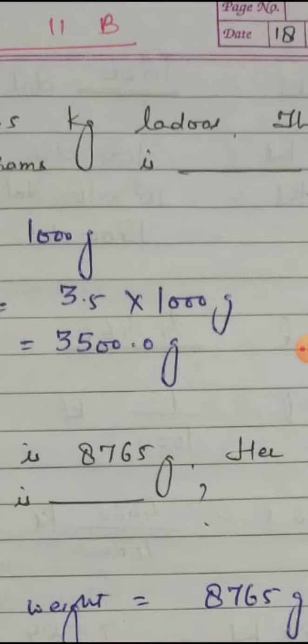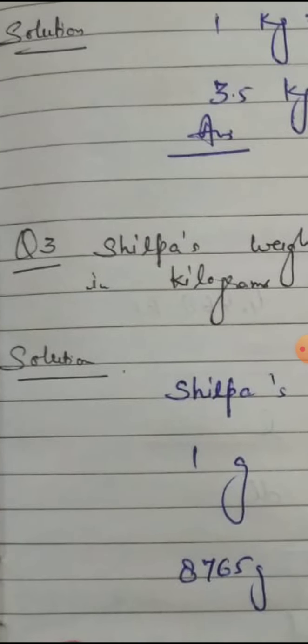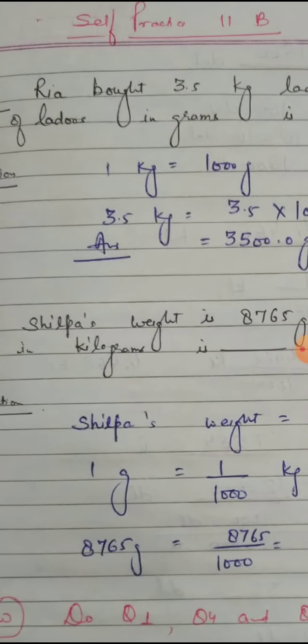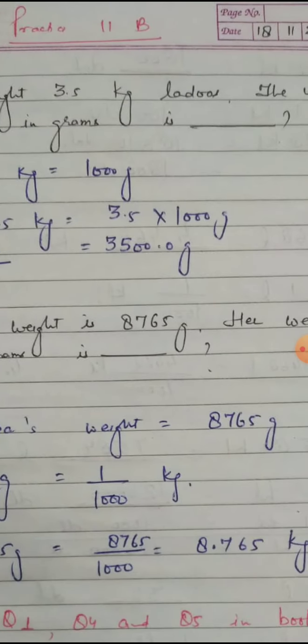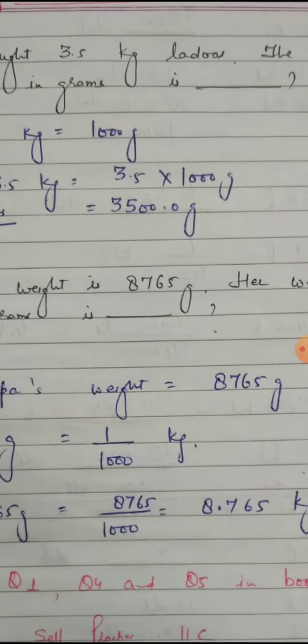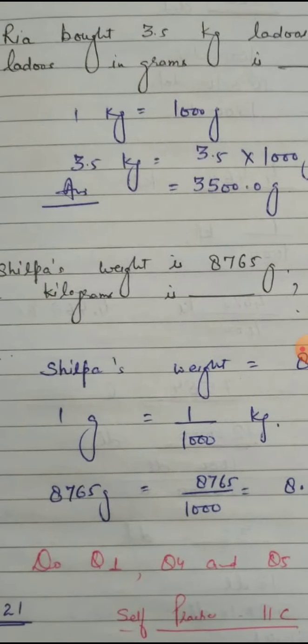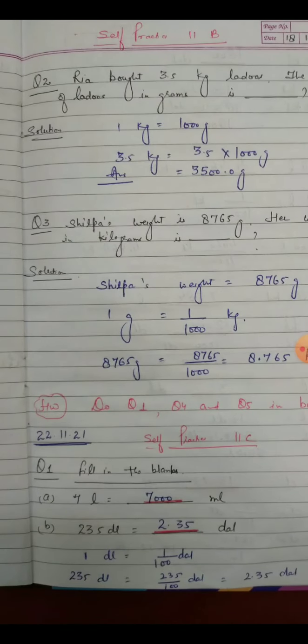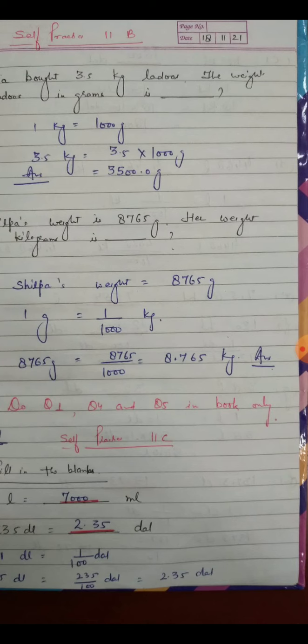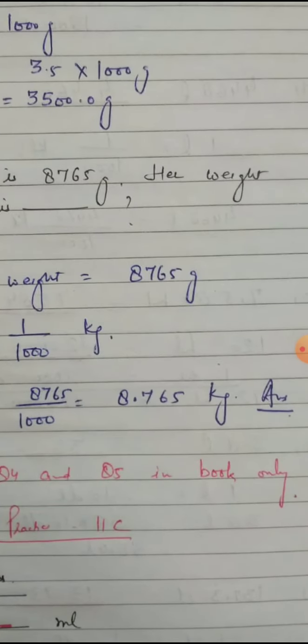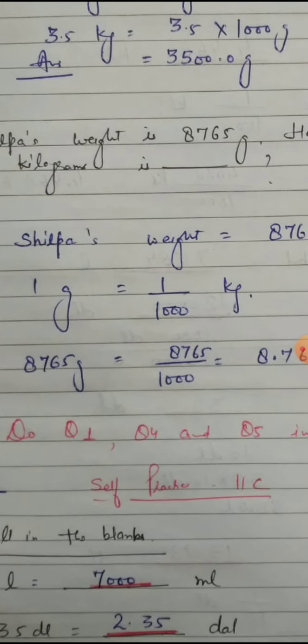Put this decimal from the left side in the answer, so your answer will be 3500 grams. Come to next. Shilpa's weight is 8765 grams. Her weight in kilograms. Now it is an opposite question of the previous one. Shilpa's weight is 8765 grams. From lower to higher unit, 1 gram is equal to 1 upon 1000 kilogram.